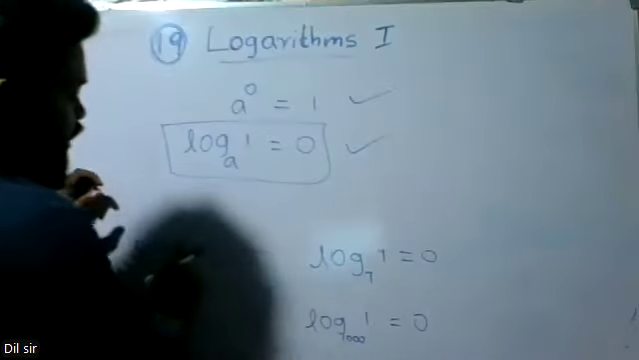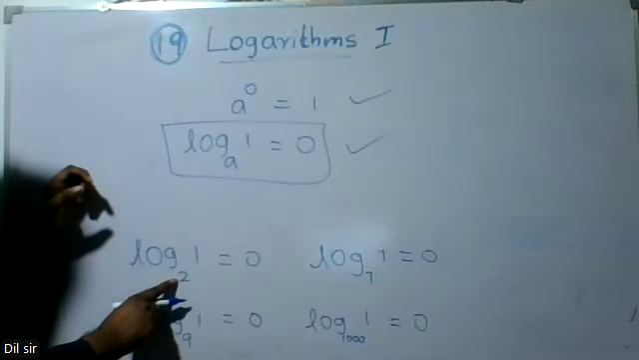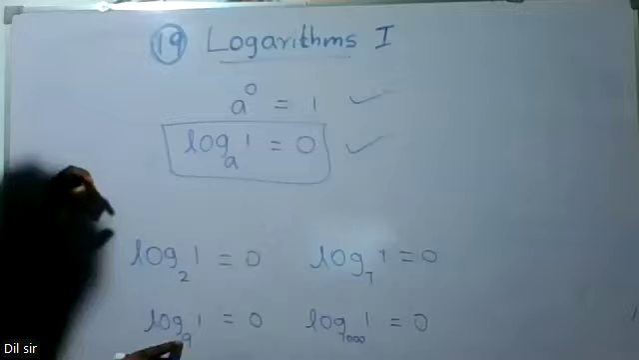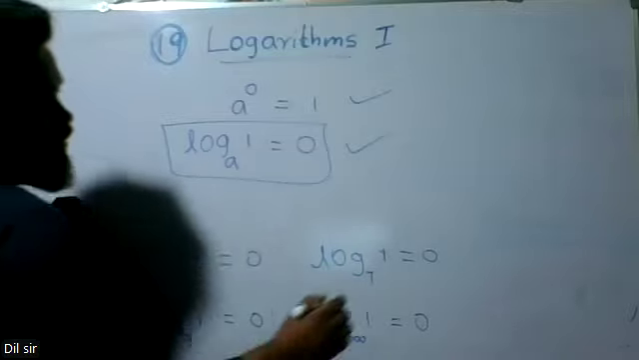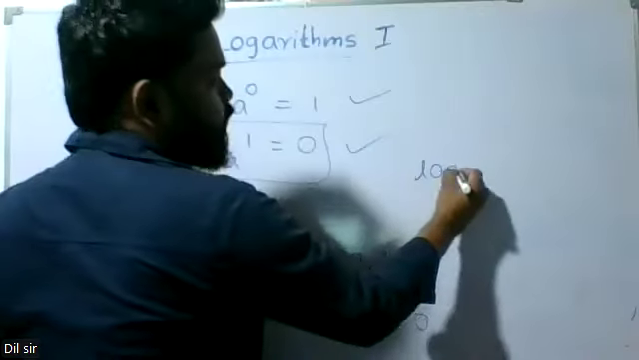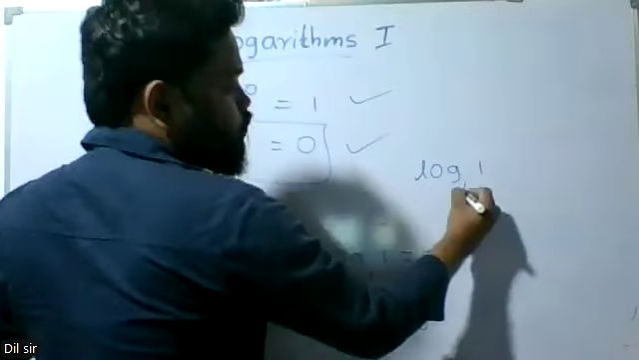Logarithm of 1 to base 2 is 0. Logarithm of 1 to base 9 is 0. But logarithm of 1 to base 1 is 0?